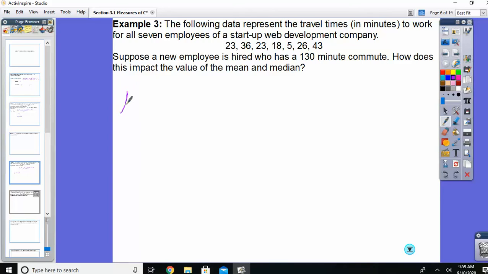So my mean, my mu. We add them all up. We already knew it added up to 174 before, and I'm adding in the 130. What would I divide by now? 8, because we have 8 employees this time. So we get 304 divided by 8, which is 38.